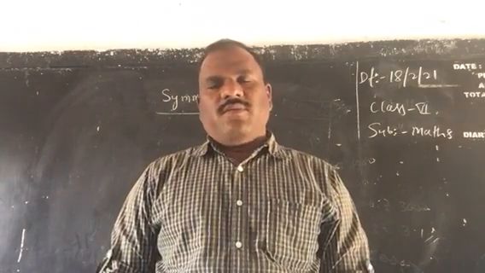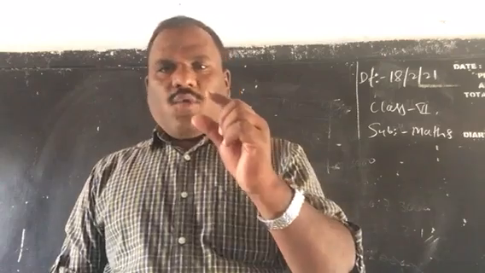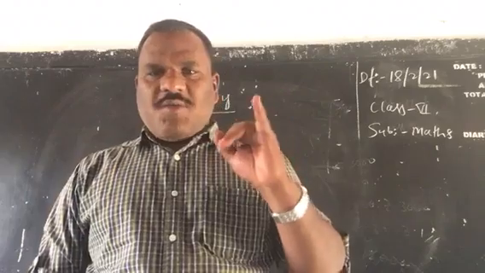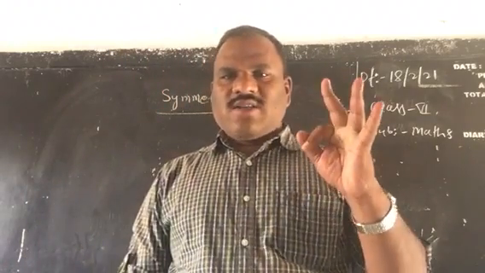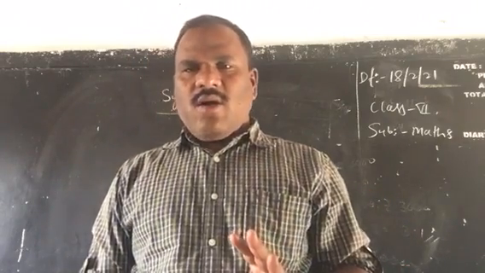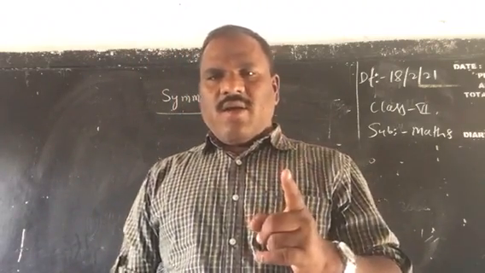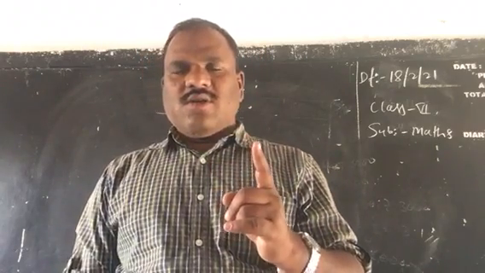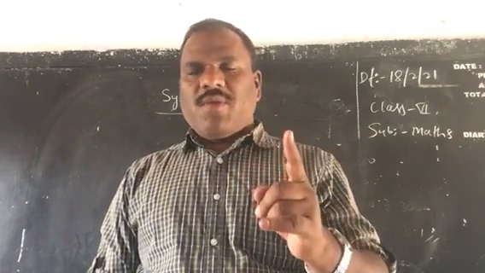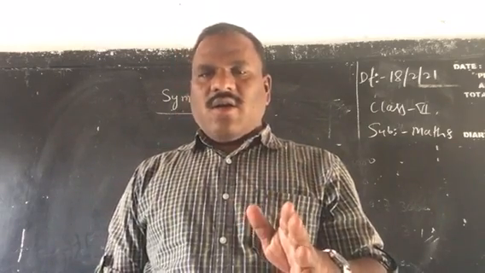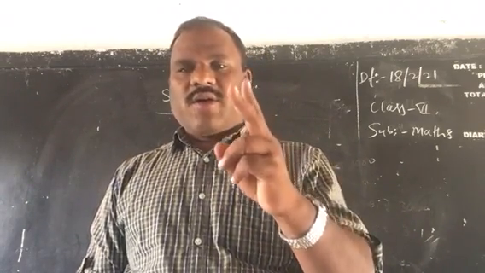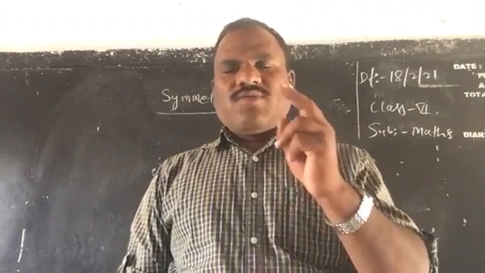Children, symmetry means if two objects possess the same size, same structure, and same shape in all aspects, it is called symmetry. I repeat, if two objects are equal in size, equal in shape, equal in structure, or in all other aspects, then the two objects are said to be in symmetry. Children, there are two types of symmetries out there.